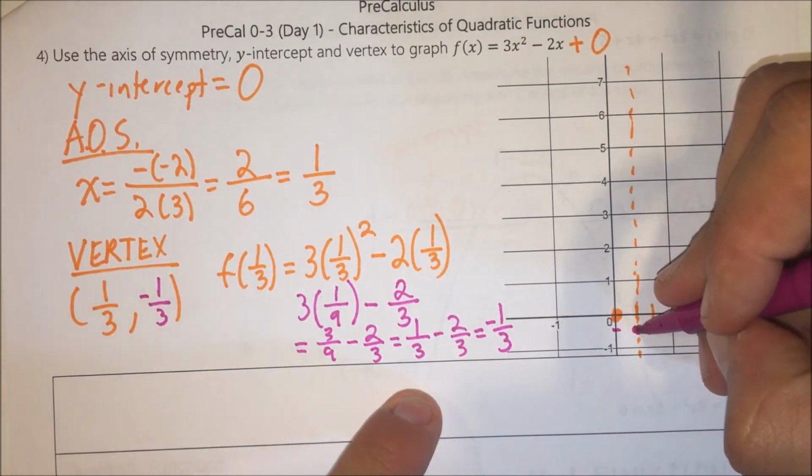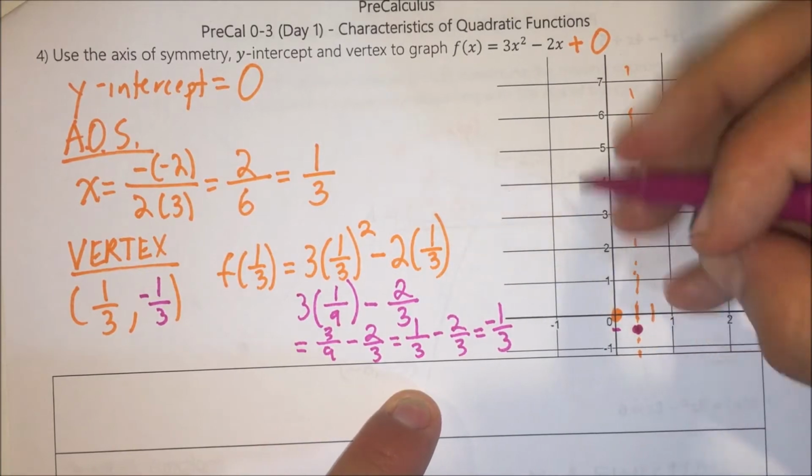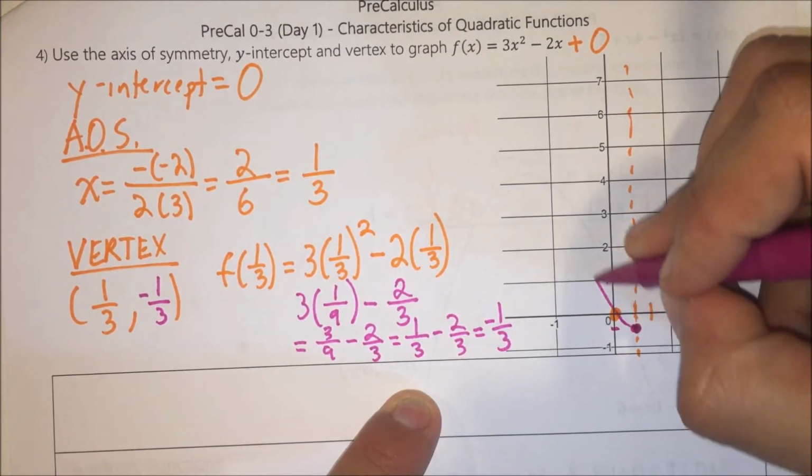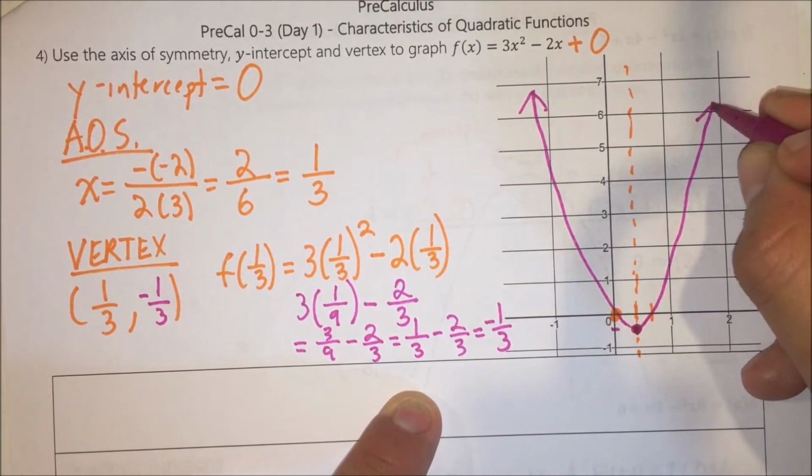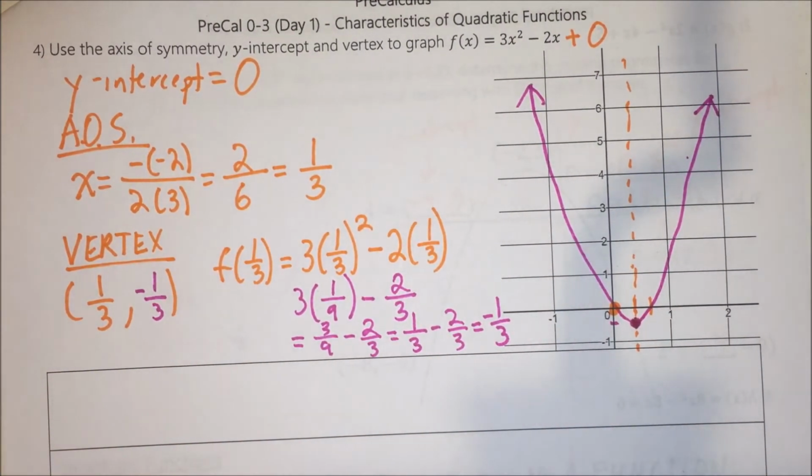And so, again, we want to connect the y-intercept and the vertex. So this side will look something like that. And then this will sprout out in the other direction. So that is that problem.